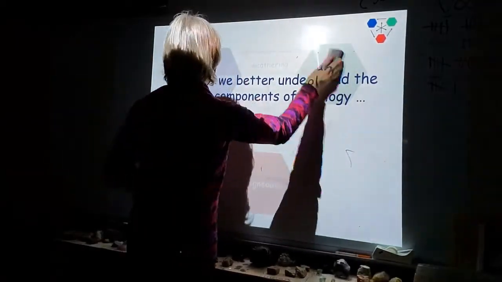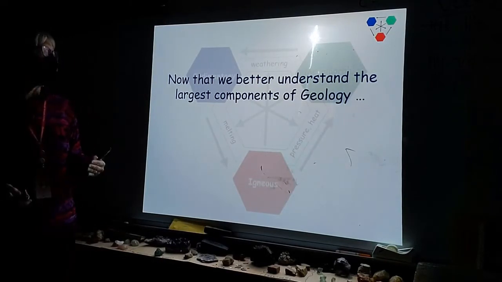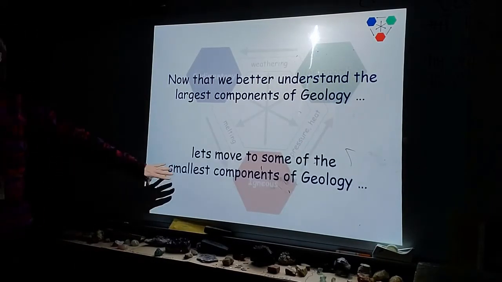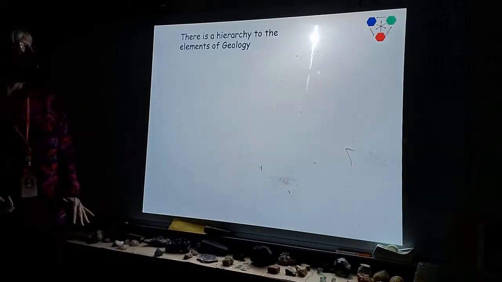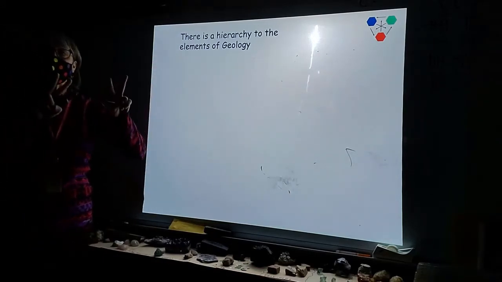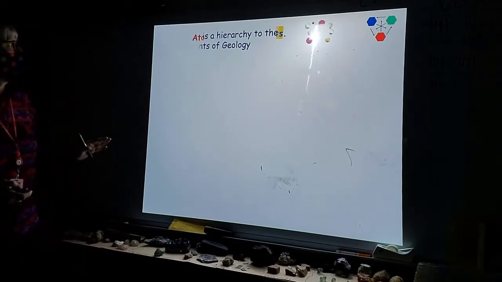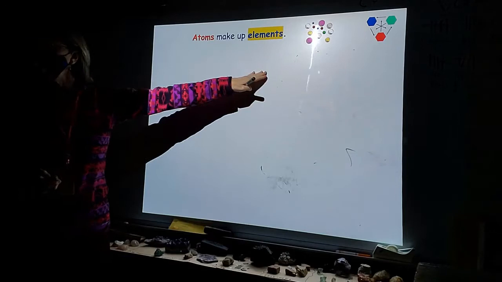Now we've got to understand the largest components of geology will be the crust, mantle, and core. We're going to go down to the smallest components. So this is the hierarchy of elements of geology. You're going to see this twice in the PowerPoint. The bottom of the sheet, you'll be filling in the yellow. Atoms make up elements.